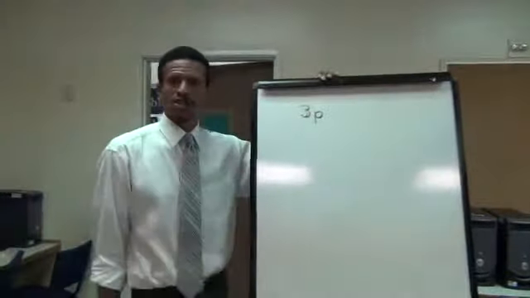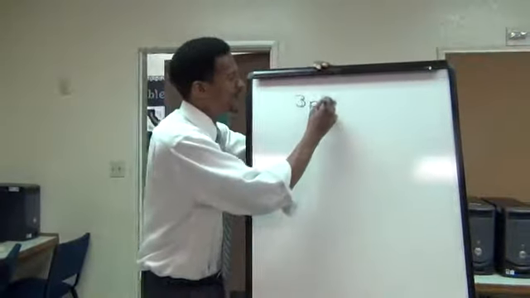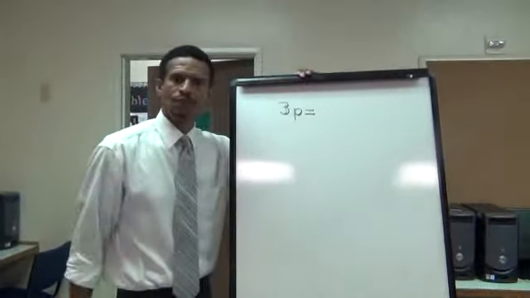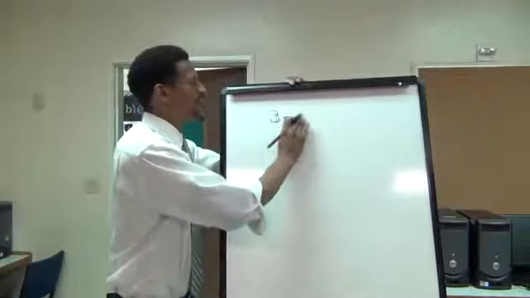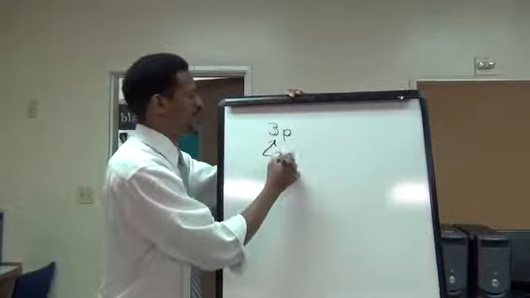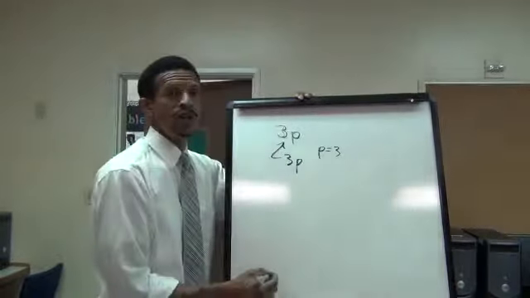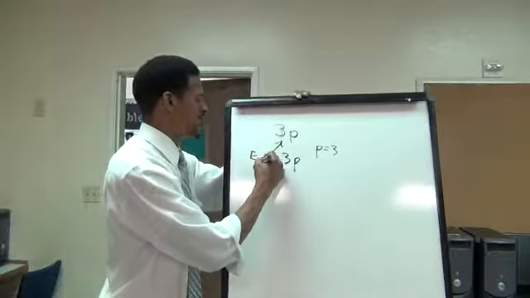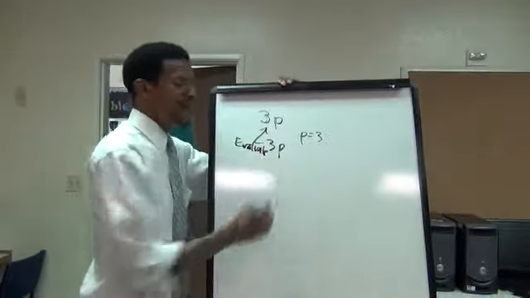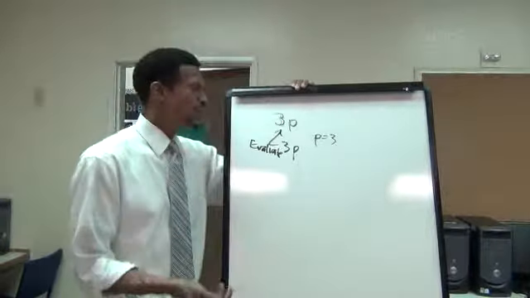3p would be an expression. The reason why this is an expression, you guys, is because it doesn't have the equal sign. When we have an expression, we say evaluate. So let's say if I had this expression here, 3p, and I said if the value of p is 2, evaluate. Evaluate is a fancy word for saying do the work and find the answer. So let's do the work and find the answer.